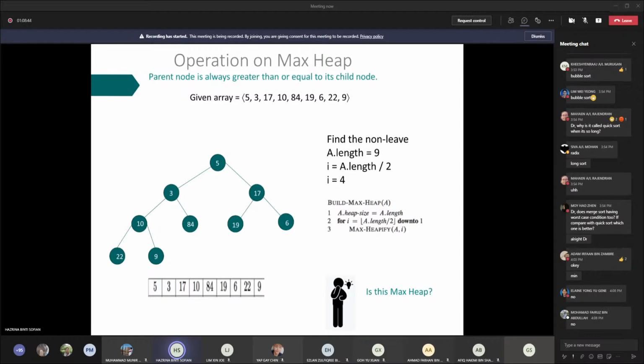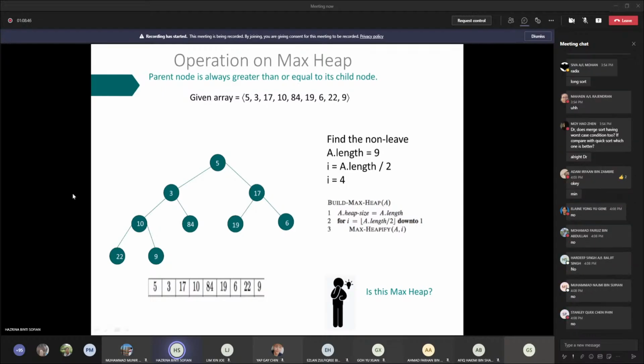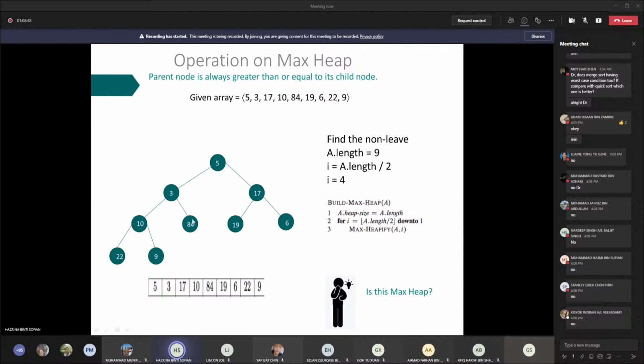No. Okay. Why is it no? Because we can see here, for this, 17 is smaller, and the biggest is 84. It's not even at the top. Okay. So this is not a max heap, and it's not even a min heap.